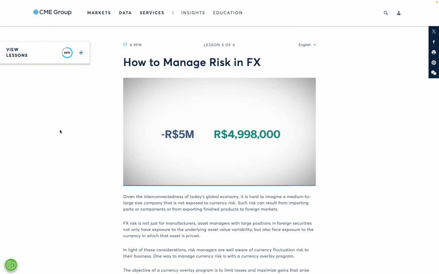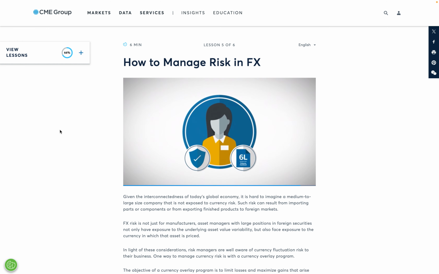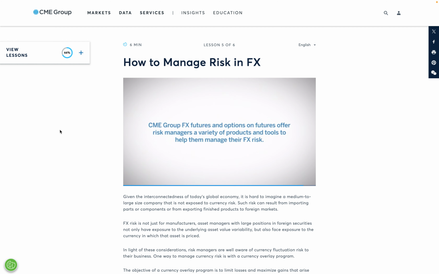If you subtract the gains from the hedge position from the loss resulting from the currency rate change, we end up with a 2,000 reais loss for the asset manager. This small loss is certainly more acceptable than a 5 million reais loss if left unhedged. As demonstrated, this is one way market participants could hedge their currency risk. CME Group FX Futures and Options on Futures offer risk managers a variety of products and tools to help them manage their FX risk.